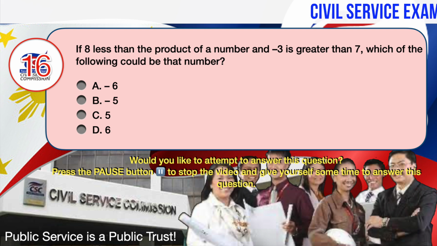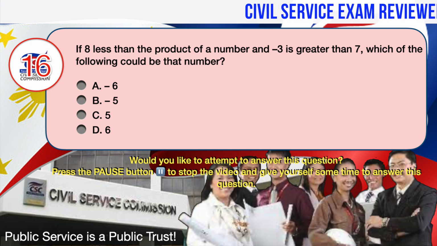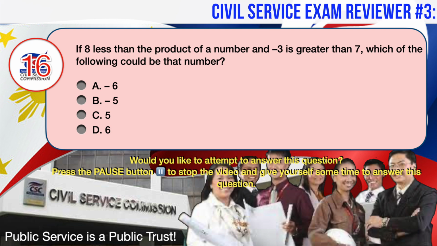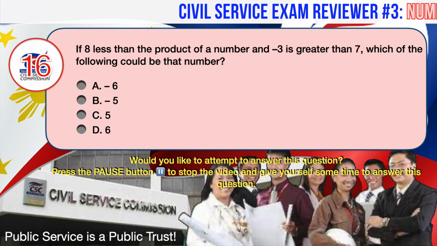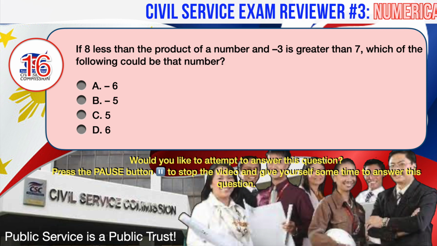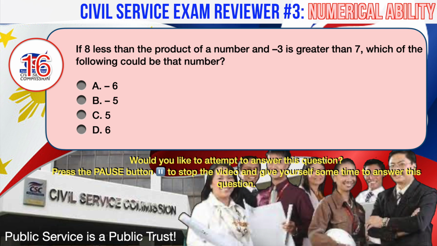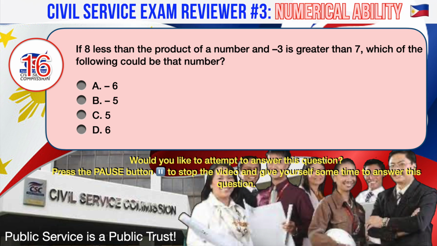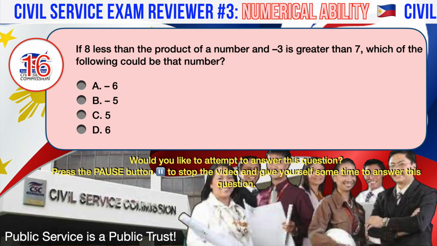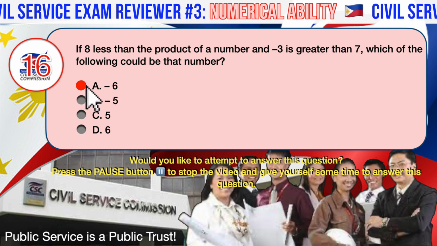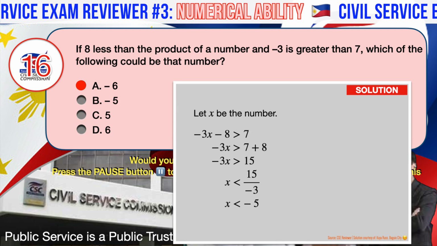Question number 16. If 8 less than the product of a number and minus 3 is greater than 7, which of the following could be that number? A. Minus 6. B. Minus 5. C. 5. D. 6. The correct answer is A. Minus 6. Let x be the number.